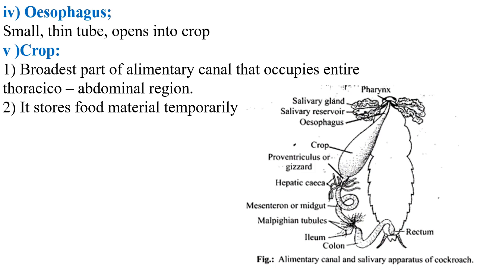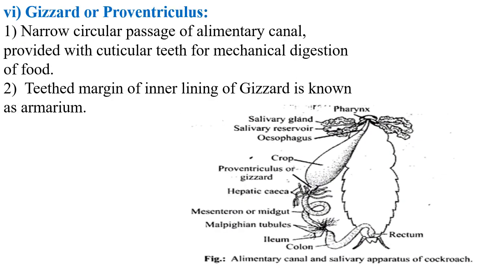Many a time it is transparent also. You are able to see the food material which is present in it. Obviously, it is simply performing the role of storage. Whatever food material is masticated and mixed with the saliva will be brought into the crop and stored there temporarily. The next component is the gizzard or proventriculus.